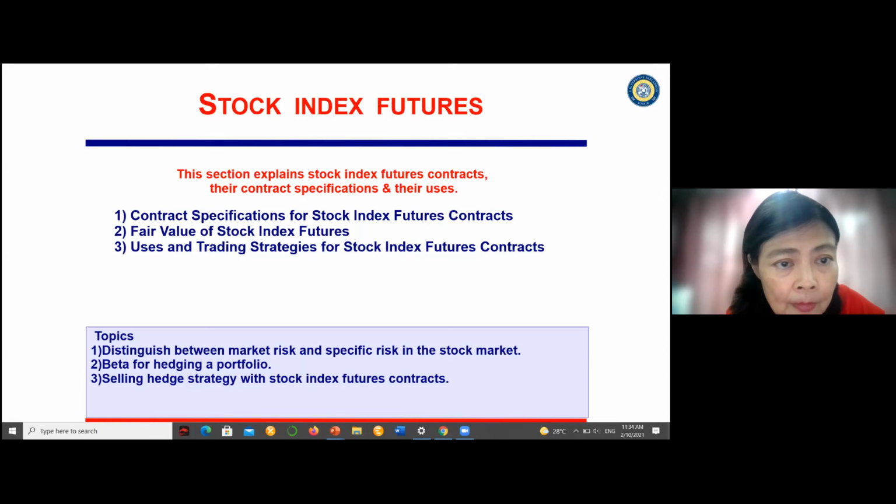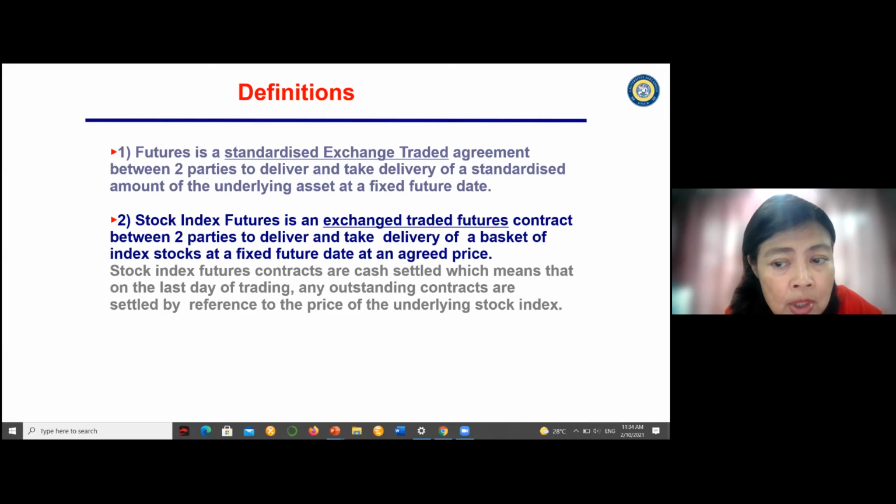So definitions again: the stock index futures is an exchange traded futures contract between two parties, which is yourself and the broking house going through the exchange, maybe to sell through another broking house for another seller. These parties agree to deliver, which means you sell, a basket of stocks at a particular date, maybe at the end of the month, at the price agreed today.